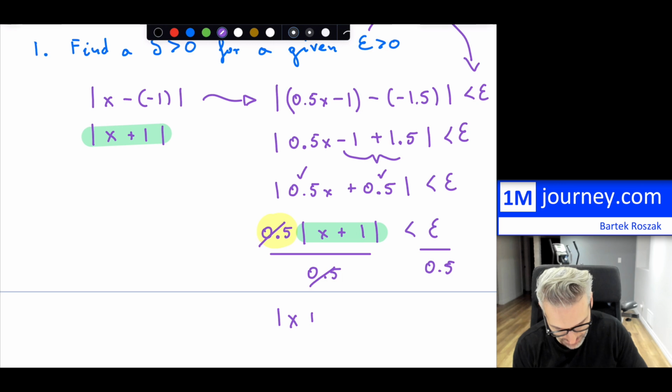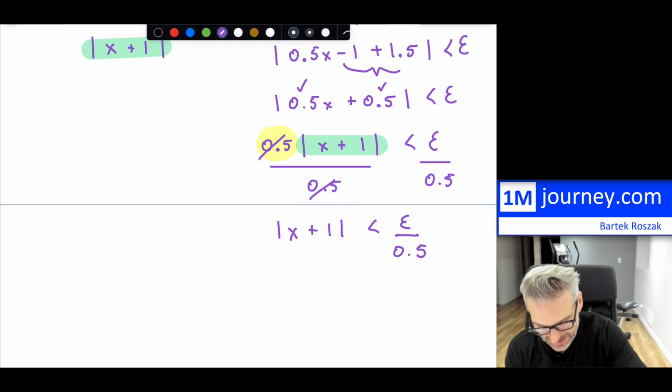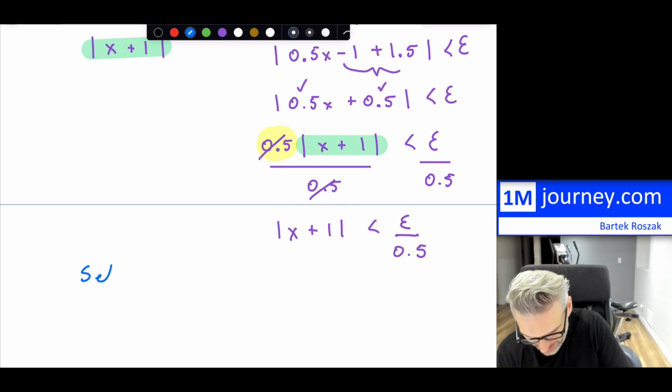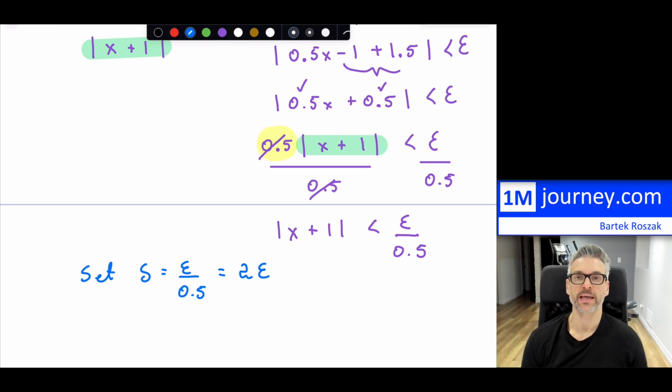And we have x plus 1 less than epsilon divided by 0.5. So now what we will say is, all right, let's set our delta equal to epsilon divided by 0.5, okay? Or in other words, this would have been simply 2 epsilon. So that's what you would have had for your delta.